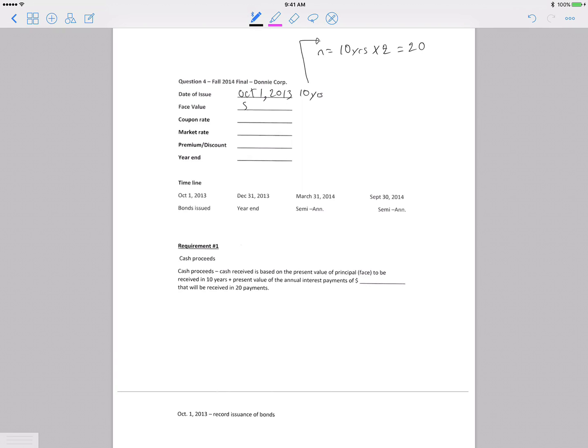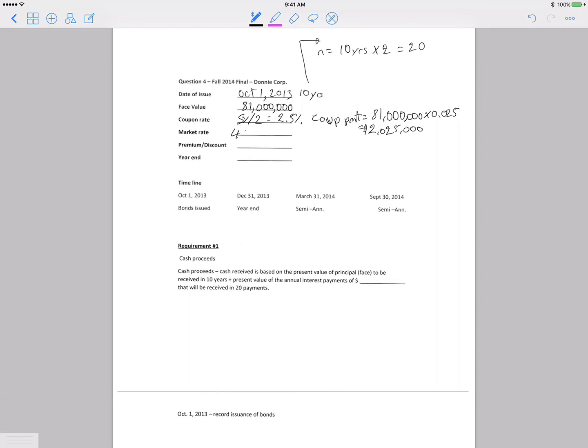Then the face value of the bond is 81 million. It's a huge amount. The coupon rate is 5%, but as we read, it's a semi-annual payment, so we have to divide it by 2, and this is going to give us 2.5% per 6 months. The coupon payment, which is the cash payment, is going to be the face value multiplied by the semi-annual rate. In this case, our coupon payment equals 81 million, which is our face value, multiplied by 2.5%, and this is going to be our cash payment every 6 months.